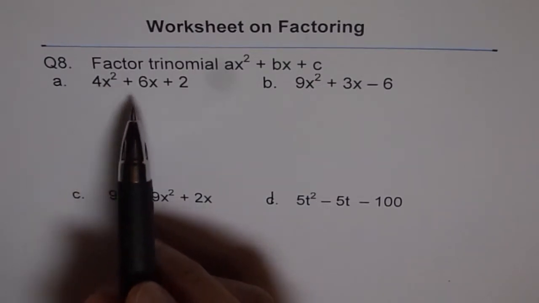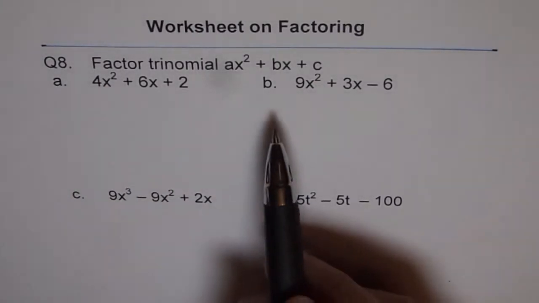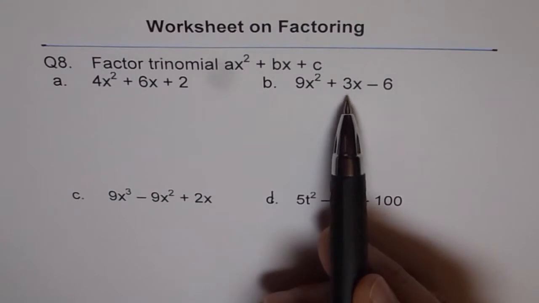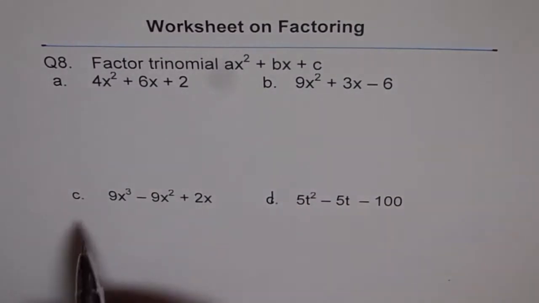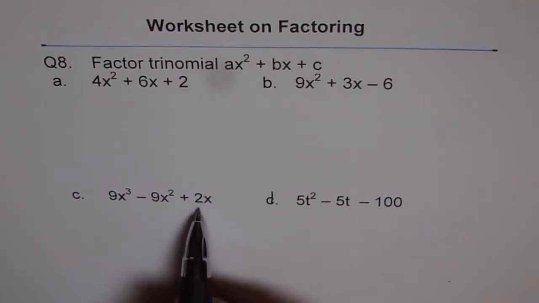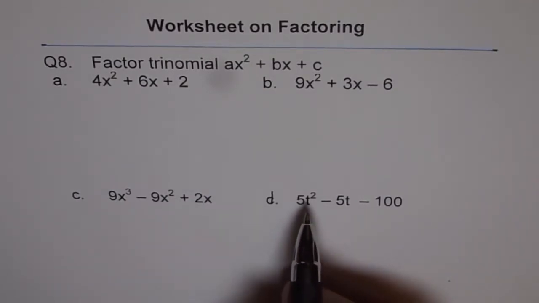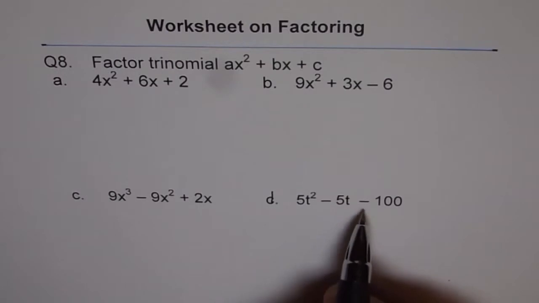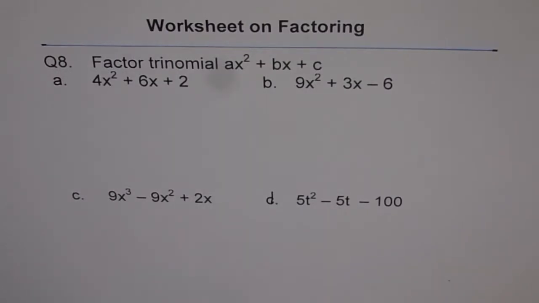A. 4x squared plus 6x plus 2 and B is 9x squared plus 3x minus 6. C. 9x cubed minus 9x squared plus 2x. D. 5t squared minus 5t minus 100. Okay. Now here is the solution of 2 of them.